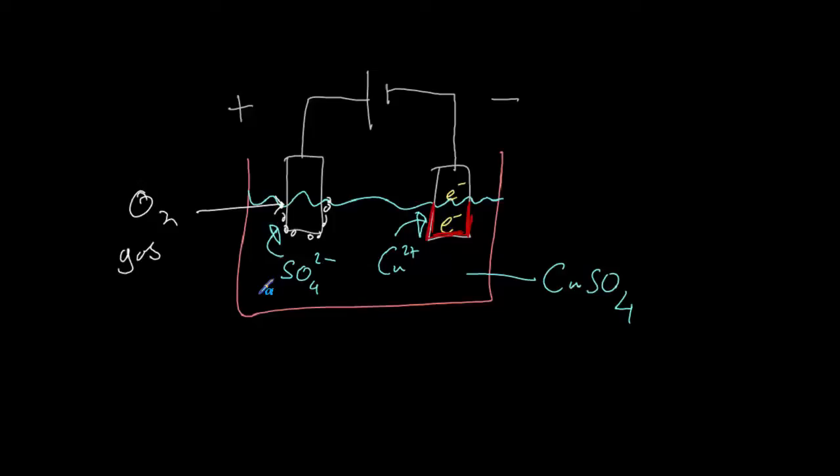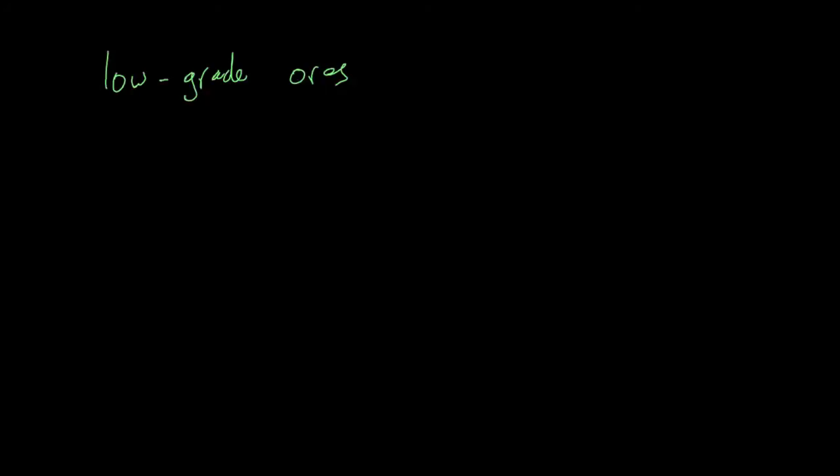Feel free to read up more on this if you like, or send me an email or a comment about it, but it's a bit too advanced for now. Just remember that oxygen gas is produced at the positive electrode. And so that leads us on to the question of how do we get copper from our low-grade ores?